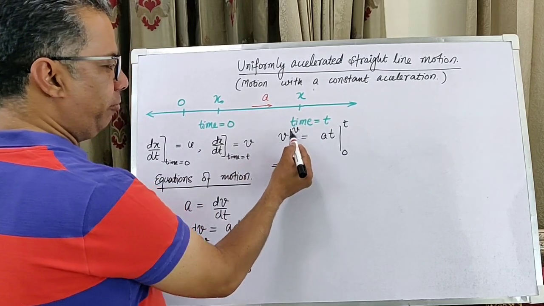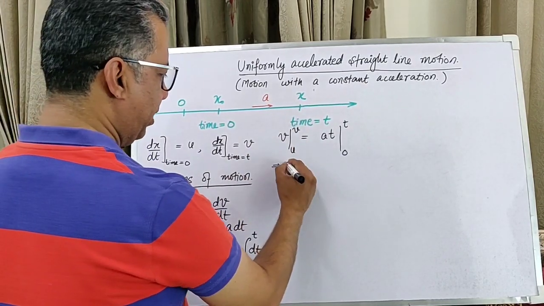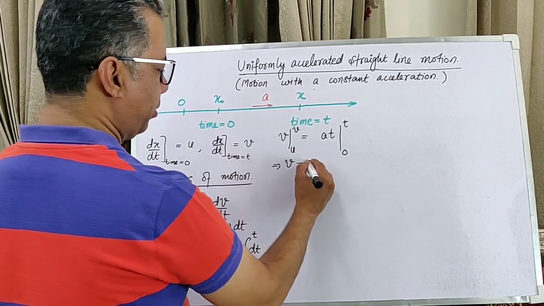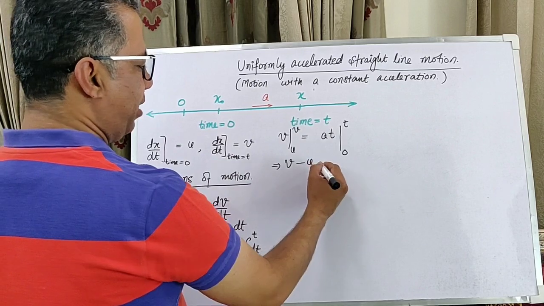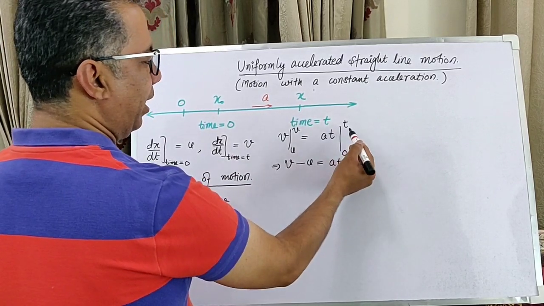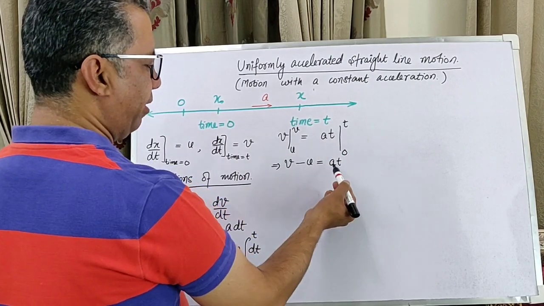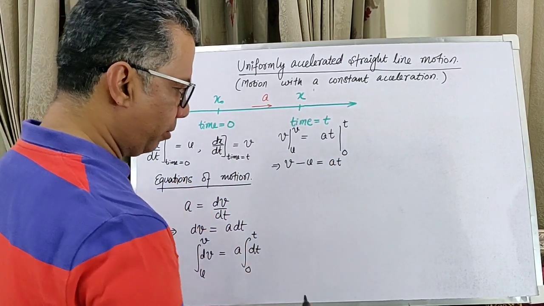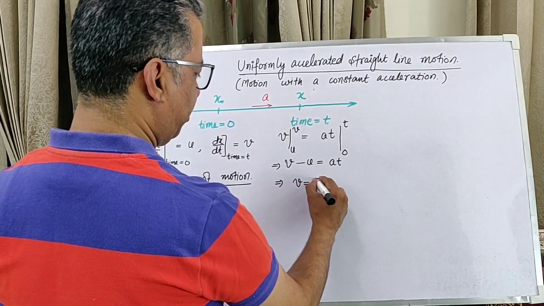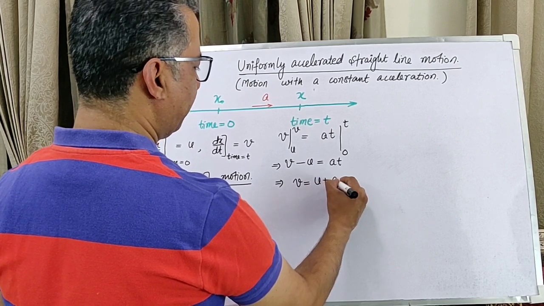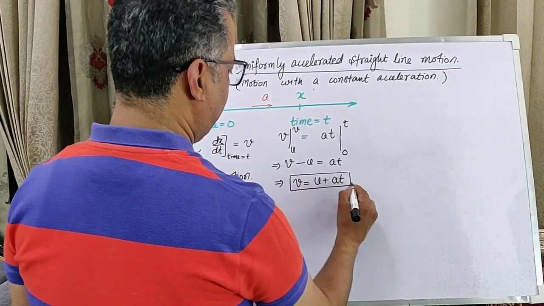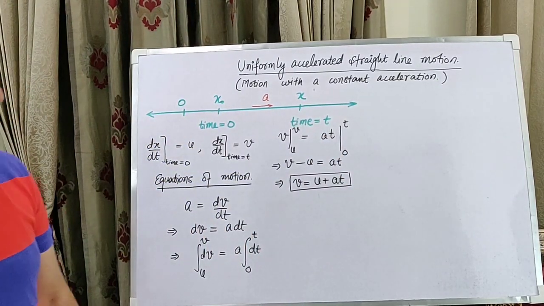Now in place of v we substitute the limits and we get v minus u, and on the right hand side we now have a. In place of t, when we substitute t, we have t, and when we substitute 0, we get 0. So this gives us the first equation, v equals u plus a t. The first equation of uniformly accelerated straight line motion.